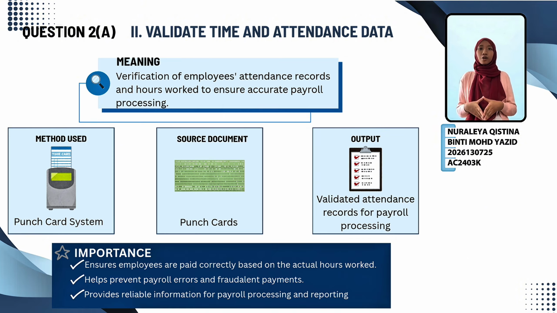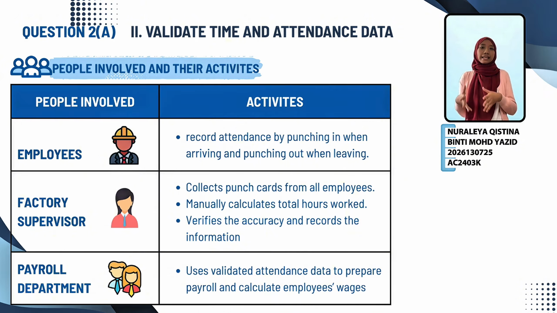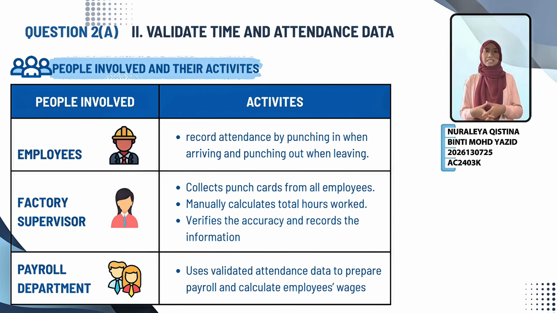So now, who is involved in this activity and what are their roles? There are three parties involved in this activity. First, employees. They will record their attendance through the punch card system. Second, the factory supervisor will collect the punch cards, manually calculate the total hours worked, and verify the accuracy of the information. Finally, the validated attendance data is forwarded to the payroll department for payroll processing.